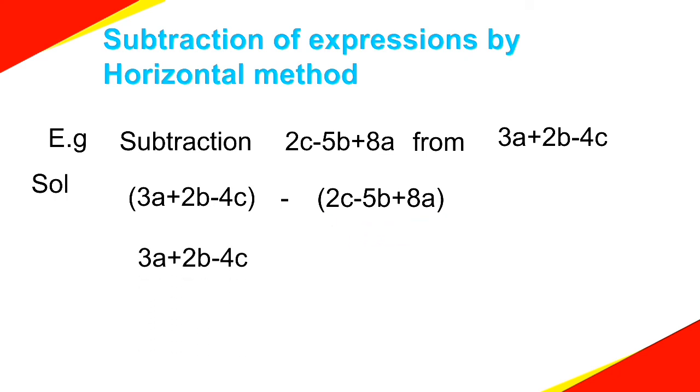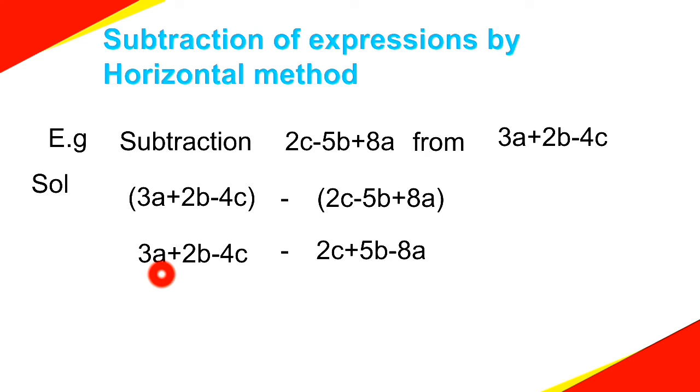Now remove the brackets: 3a plus 2b minus 4c. Now when you are going to remove the bracket, first we have a minus sign there, right? So with that minus sign, we have to multiply the entire term. So minus into plus 2c, what can we get? Minus 2c. Minus into minus, plus 5b. Minus into plus, minus 8a.